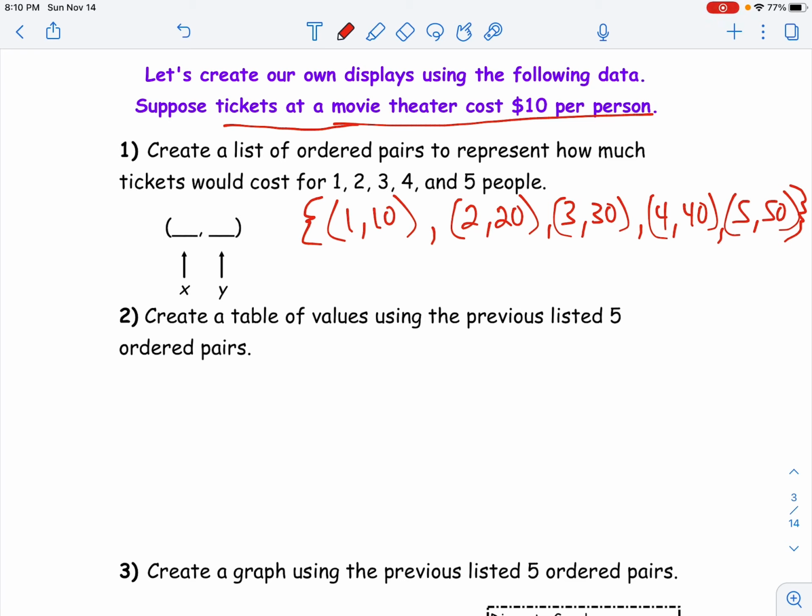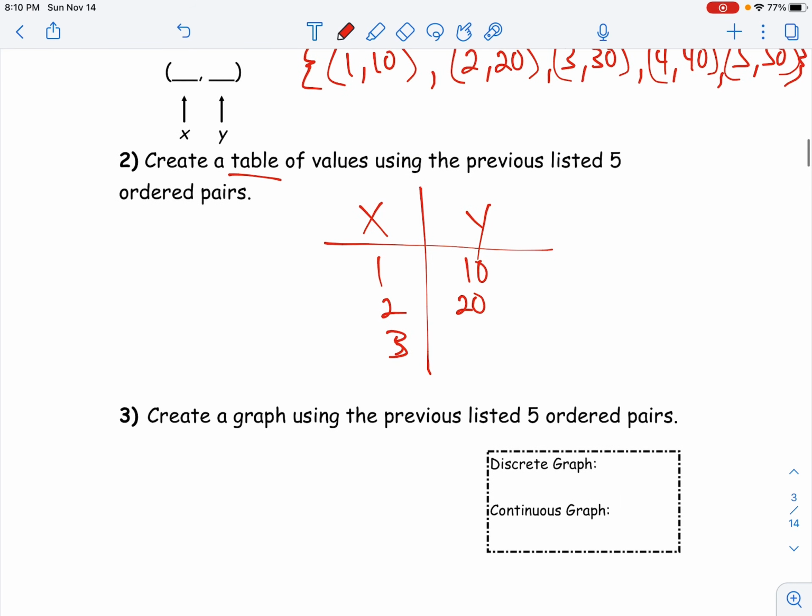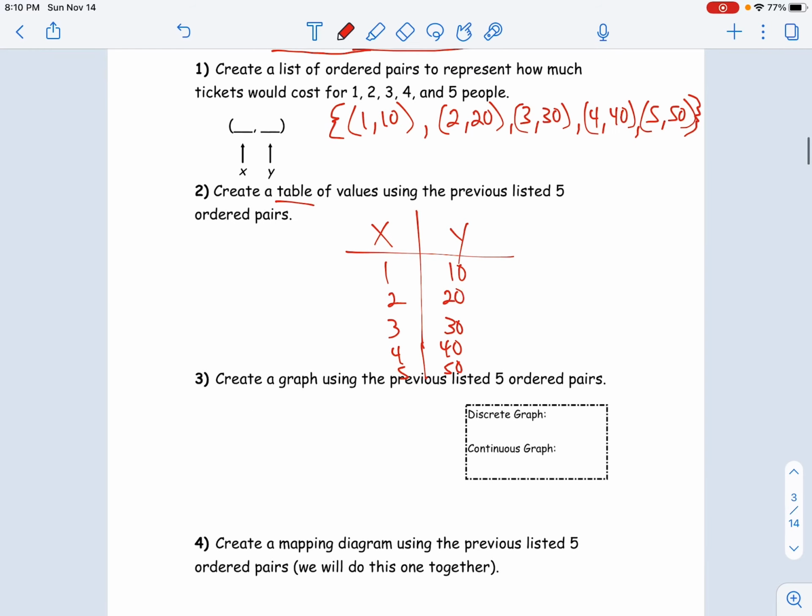Okay? We could also put all these values into a table, an x-y table, right? It says create a table. So 1, 10, 2, 20, 3, 30, 4, 40, and 5, 50. Okay? So we did the list, we did the table, now we'll do a graph.